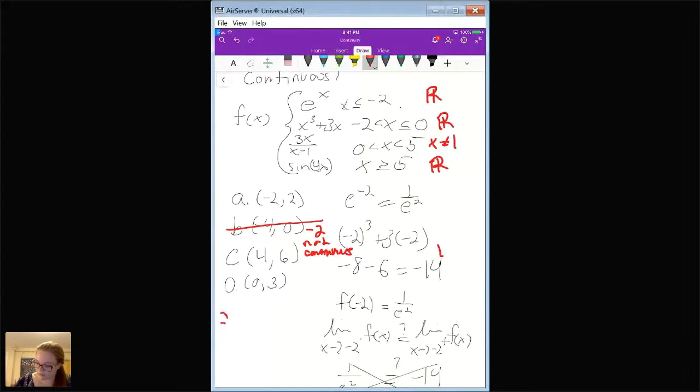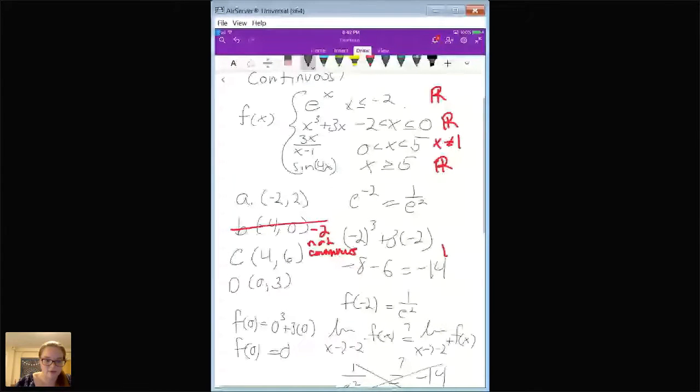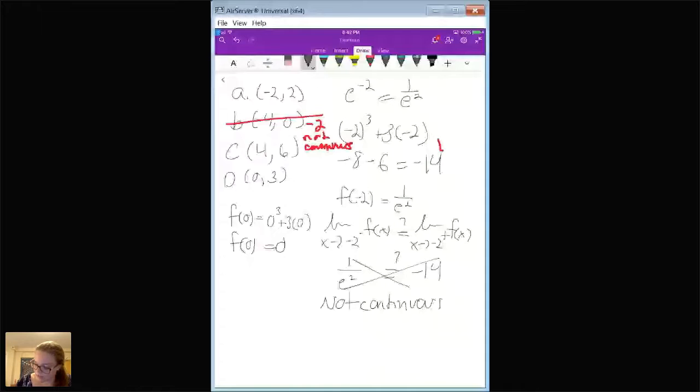So f, oh, hang on, I'm writing off the screen a little bit. So f of 0 equals 0 cubed plus 3 times 0. So f of 0 equals 0. We have that. Now we have to test. Sorry, guys, I have to scroll up. I hope you have it written down so you can see the function still. We've got to test now the limit as x approaches 0 from the left and see if it's equal to the limit as x approaches 0 from the right.